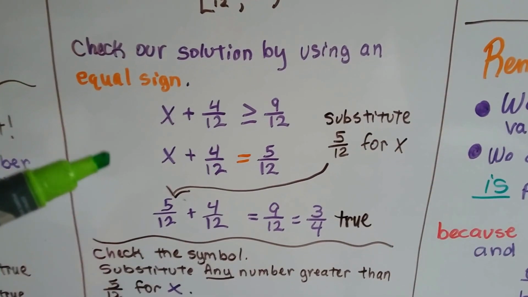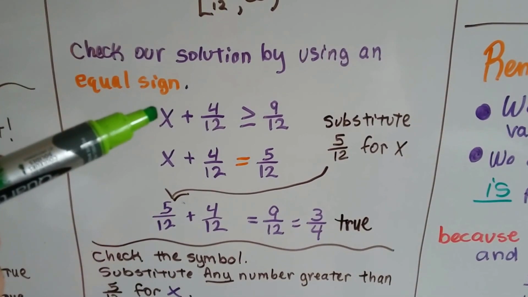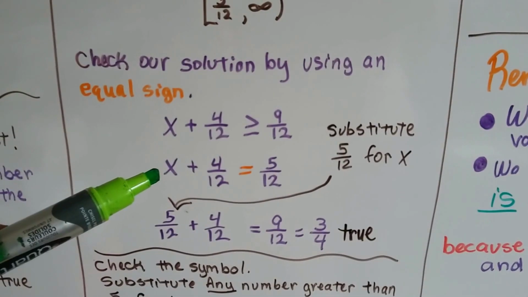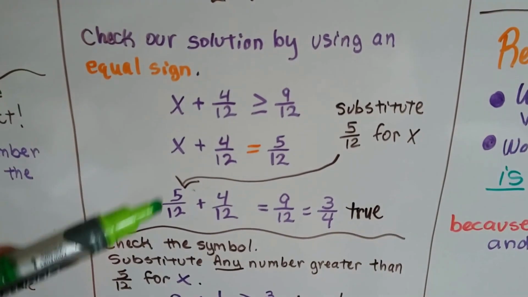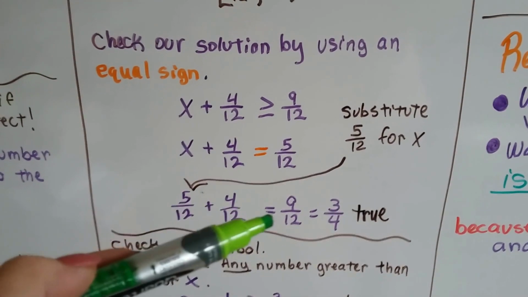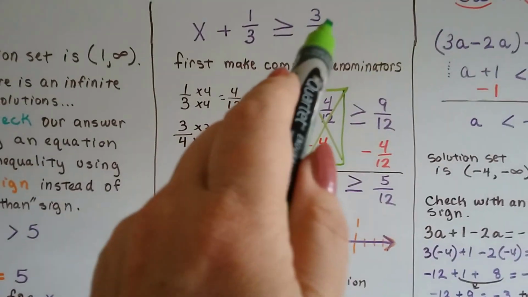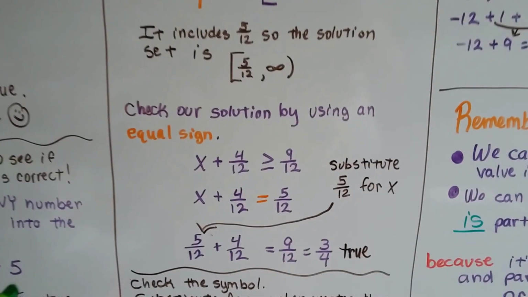So we check our solution by using an equal sign. This was our original problem with the common denominators now. We just substitute the 5/12 for x. 5/12 plus 4/12 equals 9/12, which is 3/4. That was our original, right? So we know it's true. We know we did it correctly.